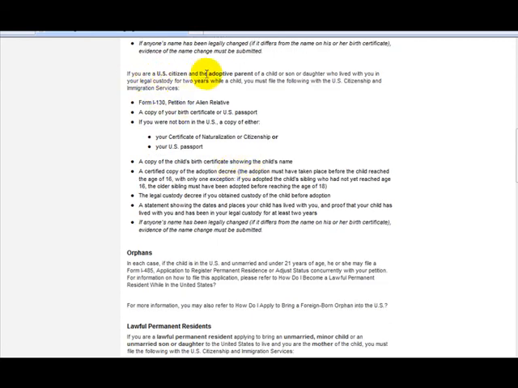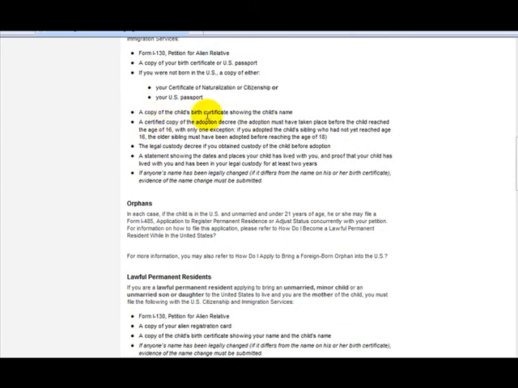If you are a U.S. citizen and the adoptive parent of a child or son or daughter who lived with you in your legal custody for 2 years while a child, you must file the following with U.S. Citizenship and Immigration Services. Okay, the I-130, copy of your birth certificate or U.S. passport, same things there. Copy of the child's birth certificate showing the child's name. Now, a certified copy of the adoption decree. The adoption must have taken place before the child reached the age of 16, with only one exception. If you adopted the child's sibling who had not yet reached age 16, the older sibling must have been adopted before reaching the age of 18. Okay, remember that? The legal custody decree if you obtained custody of the child before adoption.